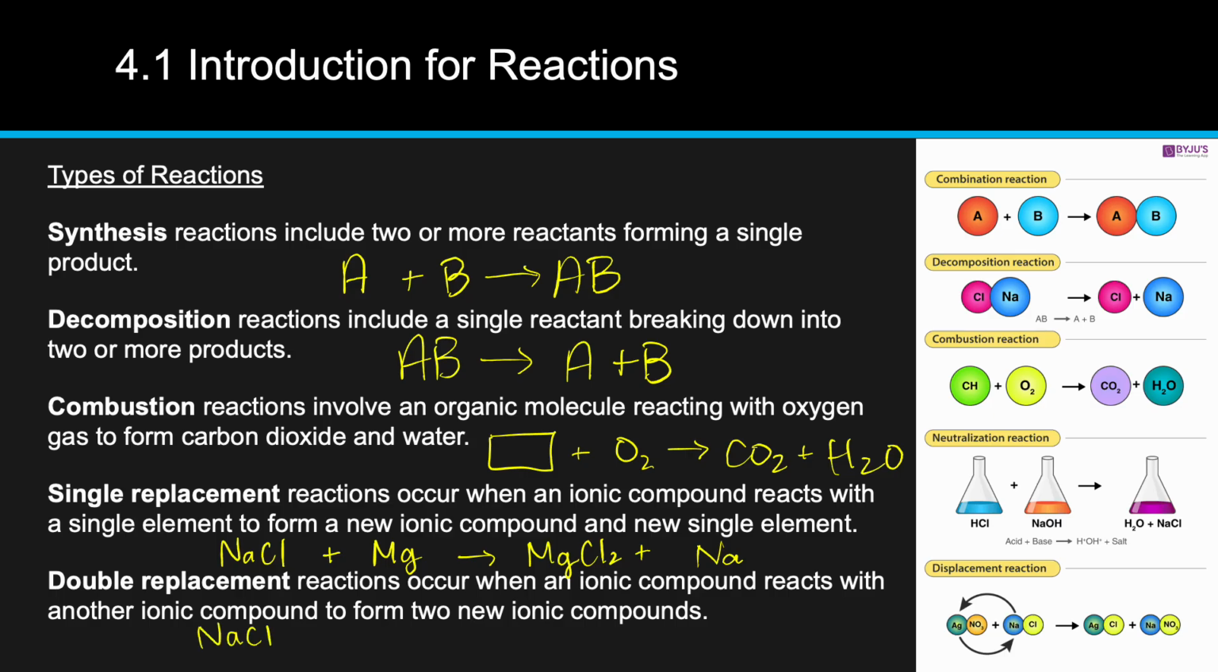And then our double replacement reactions involve two ionic compounds. So let's say we had sodium chloride and magnesium oxide. The magnesium would bond to chlorine because it's positive and negative. And then the sodium would bond to oxygen because it's positive and negative.